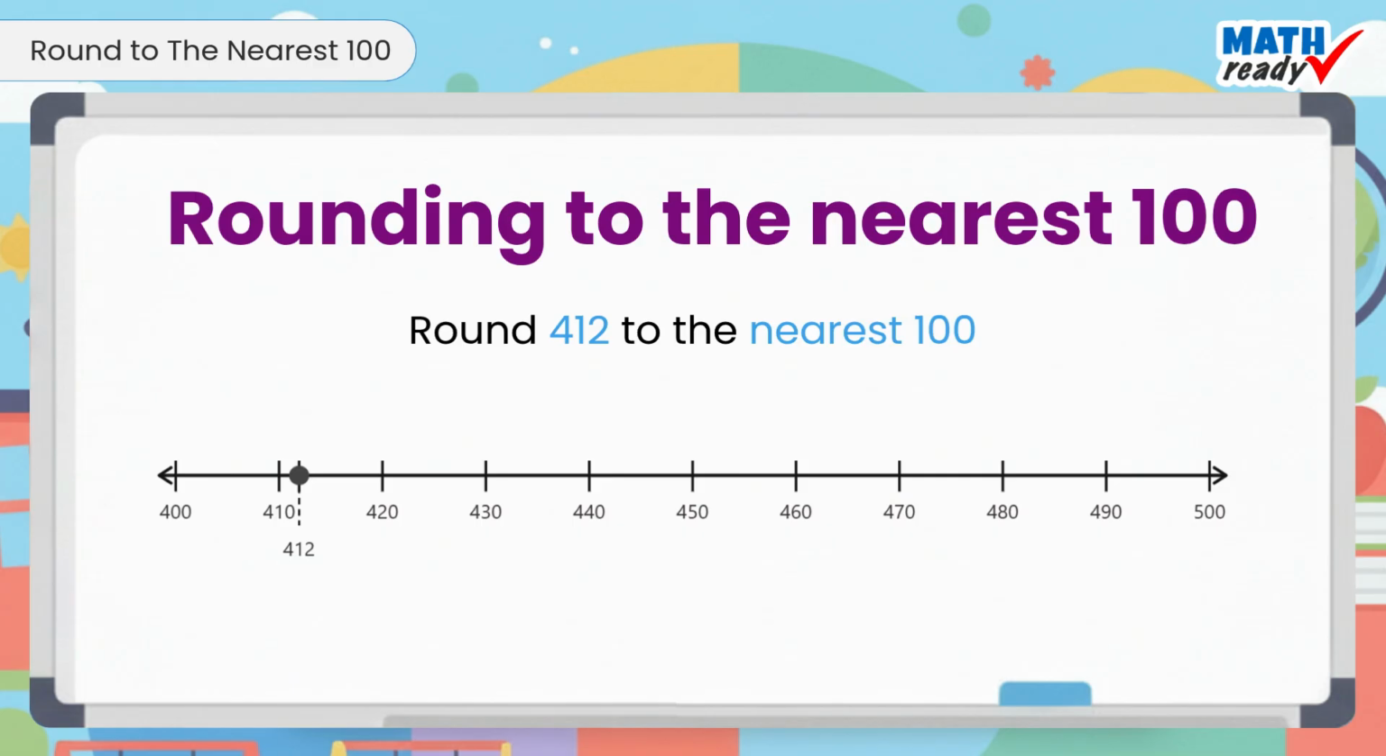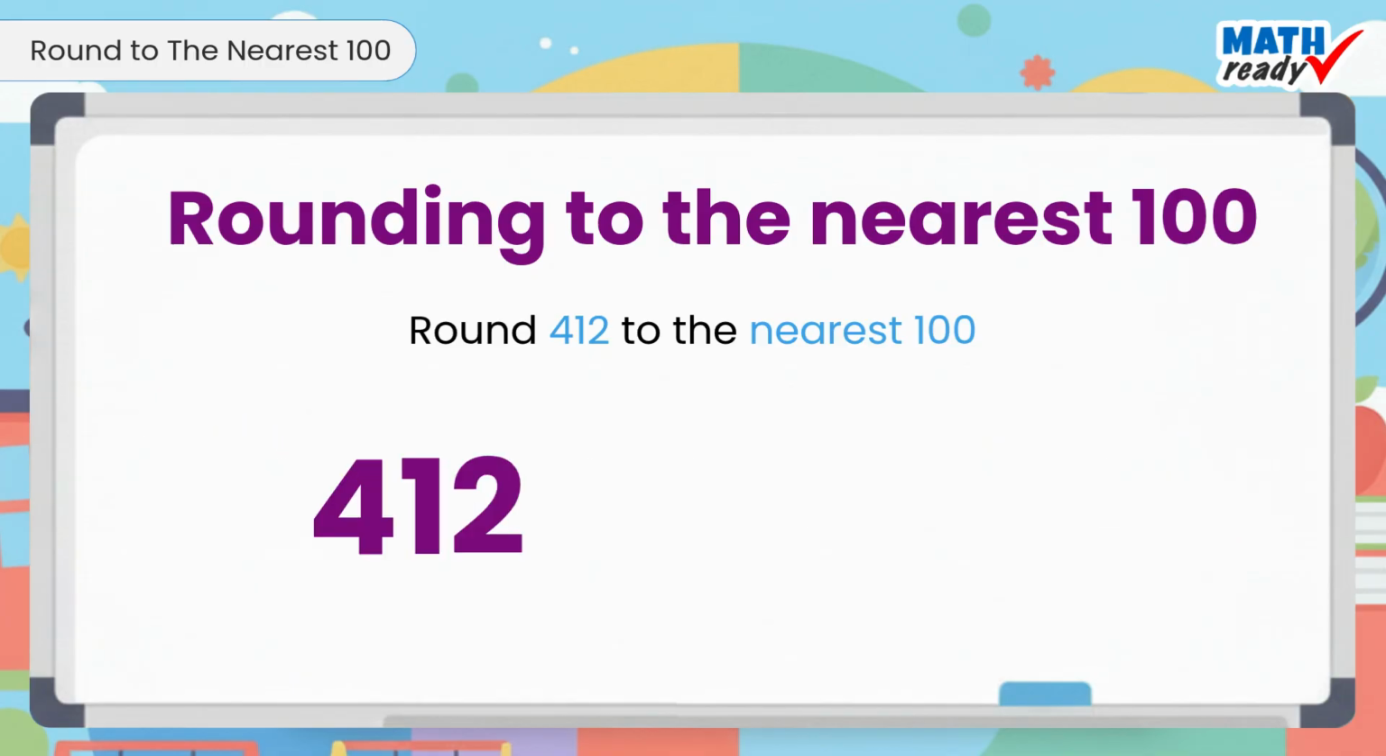Round 412 to the nearest hundred. You can see that 412 sits between 400 and 500. It is closer to 400 than 500, so we round it down to 400. 412 rounded to the nearest hundred is 400.